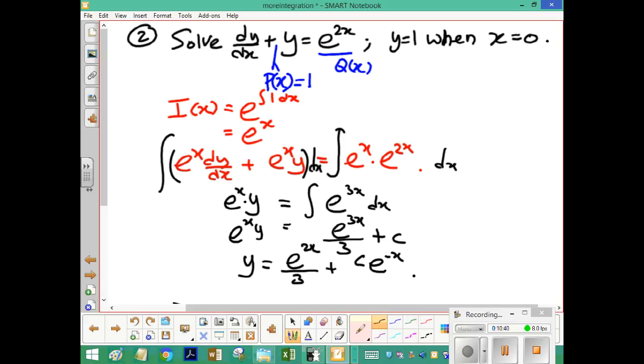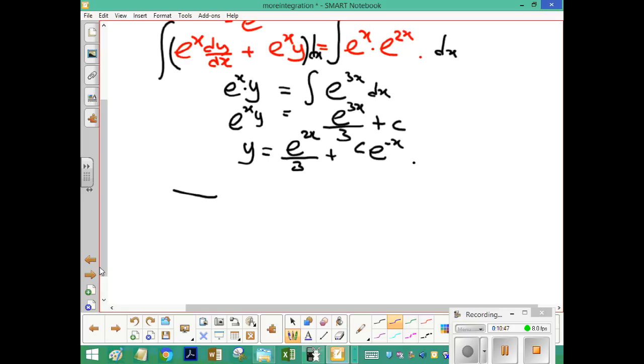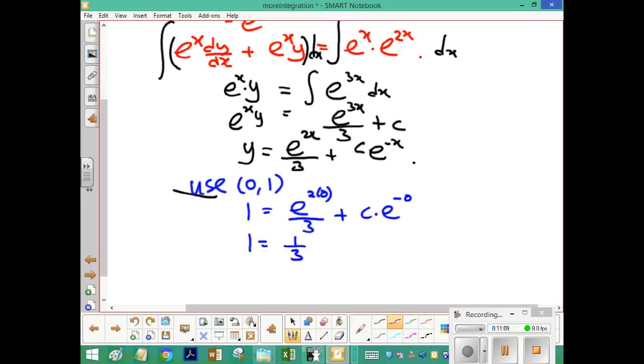Here we have to use the initial conditions, that is when x is equal to 0, y equals 1. So use x equal to 0, y equal to 1. So 1 equals e to the power of 2 times 0 over 3 plus c times e to the power of negative 0, which is 1. So this is 1 over 3 plus c. Therefore, c itself is 2/3.